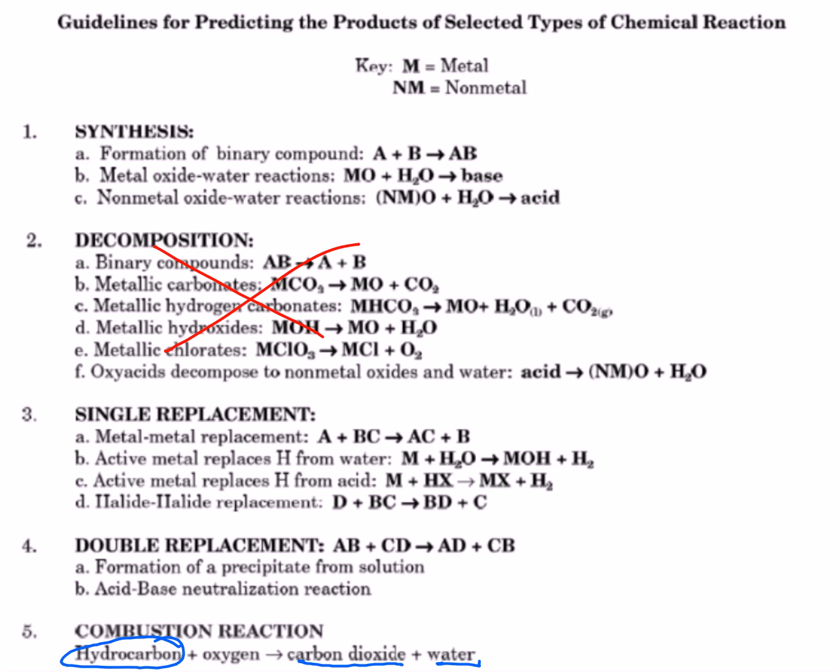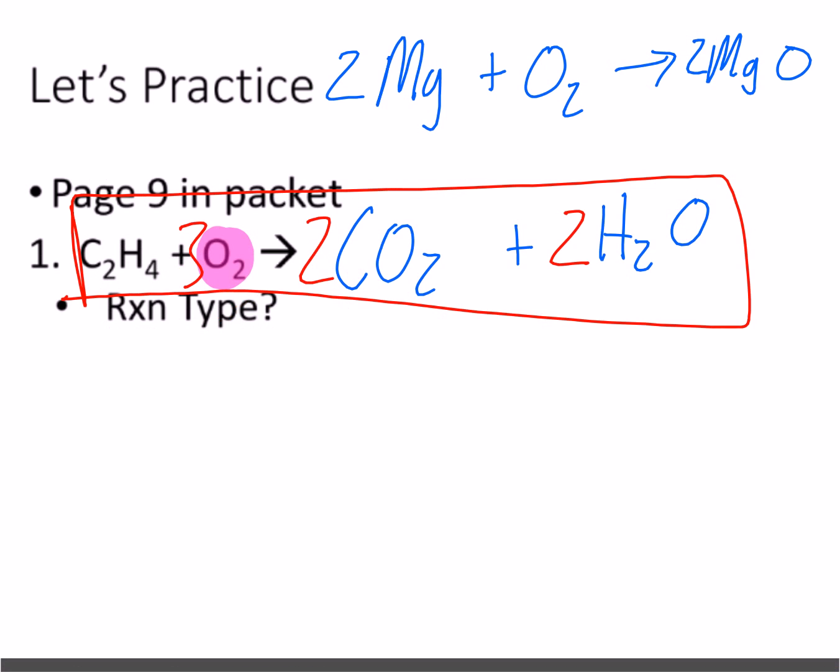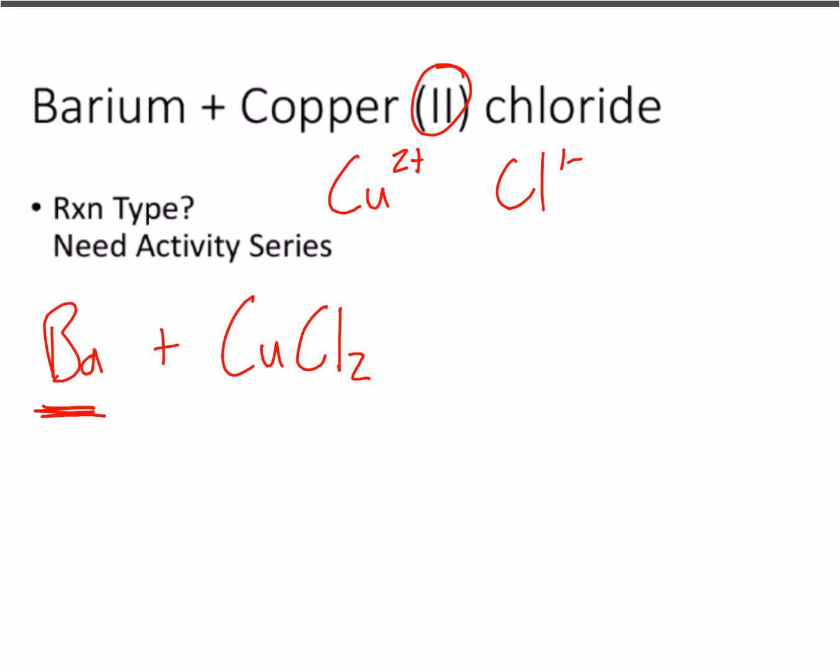Can it be single replacement? It could. Could it be a double replacement? Why do you guys say no? Right, because we have an element right here, guys. Barium is an element. This is a compound, but we have an element plus a compound, which means what is it? It's going to be a single replacement reaction.